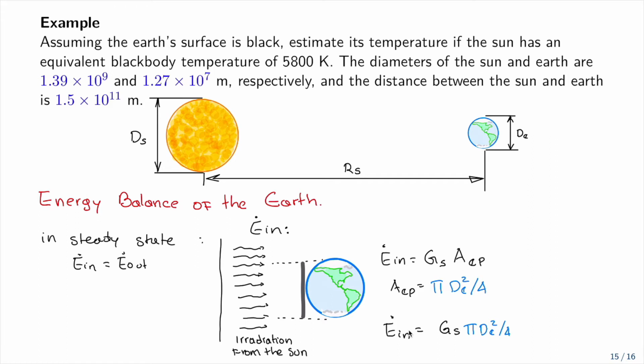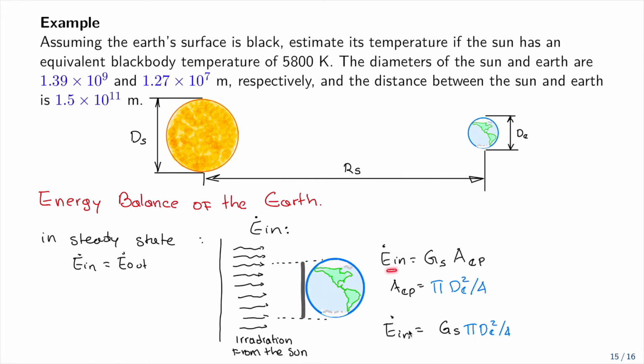So the first thing to solve this problem is to make a balance of energy in the Earth. For the Earth, we have to consider that the energy in is equal to the energy out. The energy in is given by the irradiation from the Sun, and assuming that this is the radiation from the Sun and this is the Earth, the total energy being received is distributed over this area, the projected area of the Earth. So this is a circle.